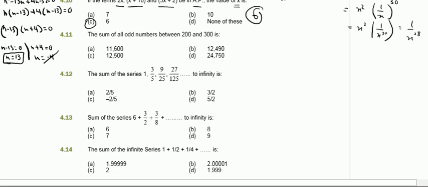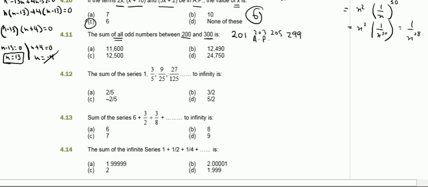Moving on to 4.11, the sum of all odd numbers between 200 and 300 is. Now by odd number it means that our first term will be 201. This is the first odd number, and the last odd number will be 299. And since it says the sum of all odd numbers, it is an arithmetic progression, because all odd numbers are at a distance of 2, 201, 203, 205 and so on.